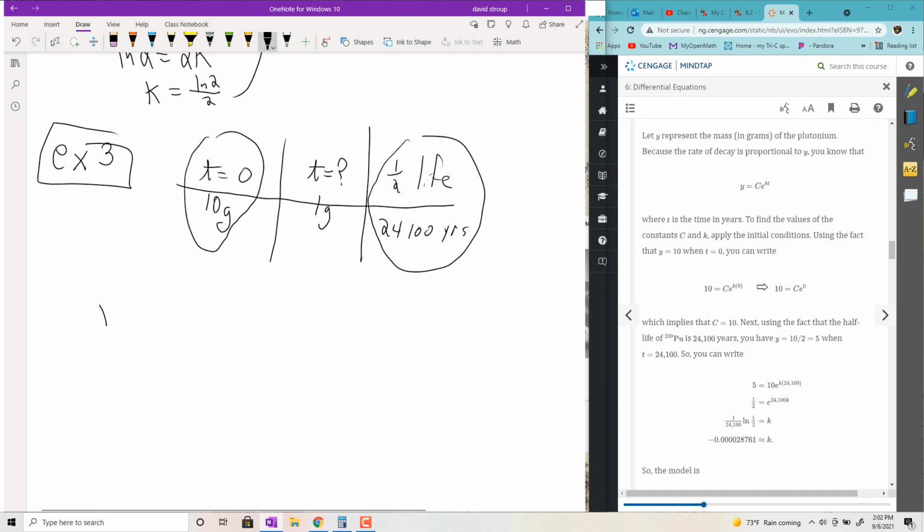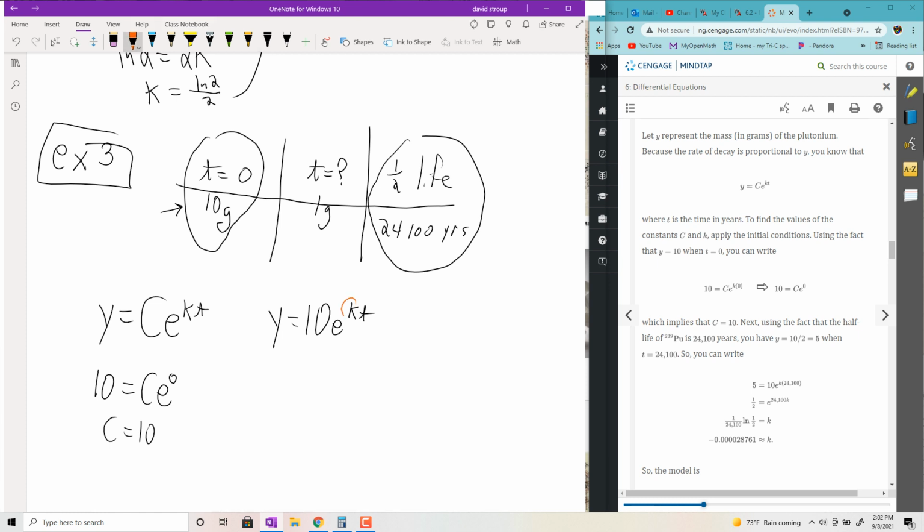So again, my formula is going to be y equals c e to the kt. I'm going to use this first initial condition to get C. So when t is 0, y is 10. So c e to the 0 again. So c is just equal to 10. And then I could rewrite my equation as 10 e to the kt. Now I need to figure out that constant k.